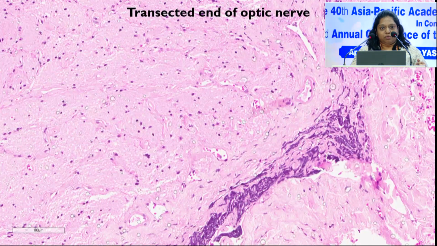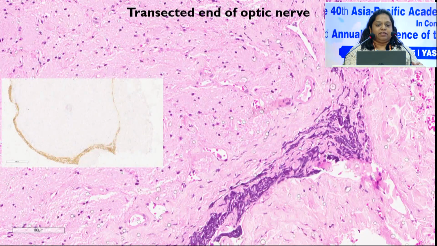So the most important part of the specimen which is sent is the transected end of the optic nerve, and as you can see, you can have very well delineated cells, but often what we get is this kind of picture where the cells are crushed because we take a cut section of that end. And if you are doubtful whether these are inflammatory cells or they are RB cells, then you just run a synaptophysin which can highlight those tumor cells.